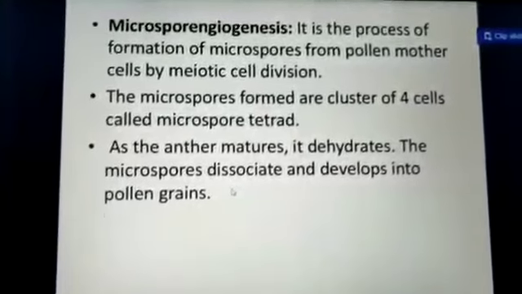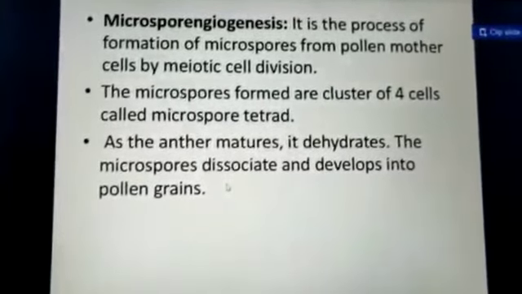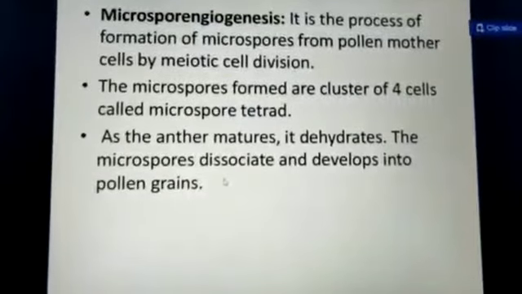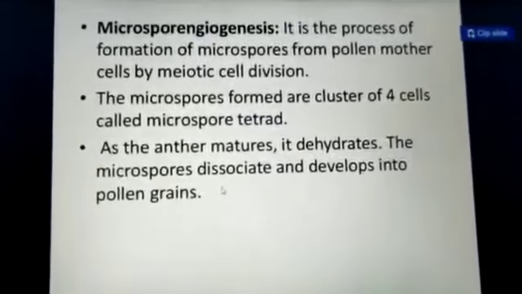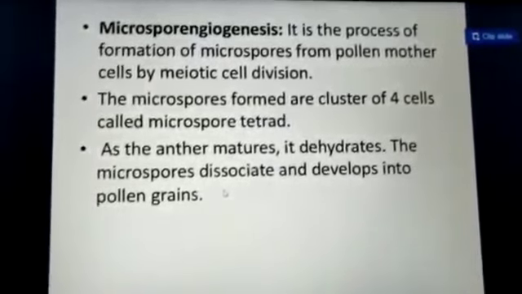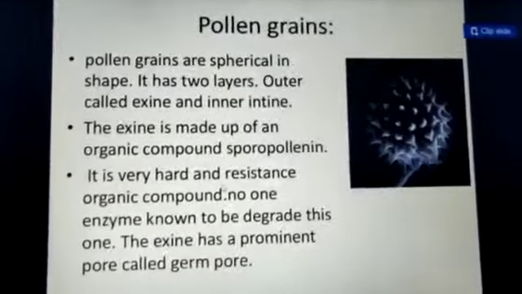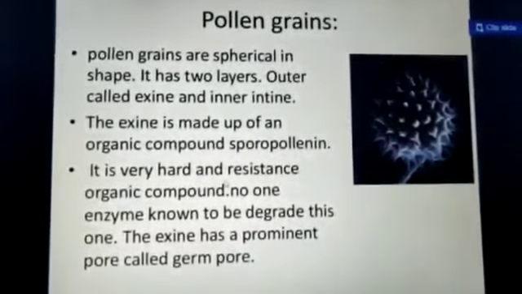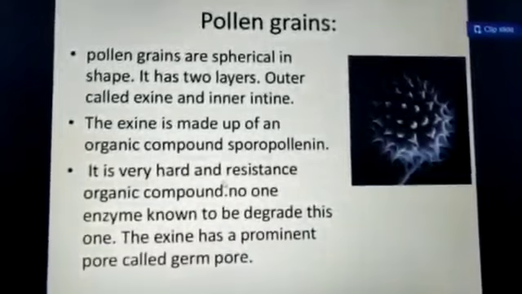The microspores formed are clusters of 4 cells called microspore tetrad. Tetrad means 4. As the anther matures, it dehydrates and the microspores dissociate and develop into a pollen grain. Now, the structure of a pollen grain. This pollen grain structure can be asked for 2 marks also.